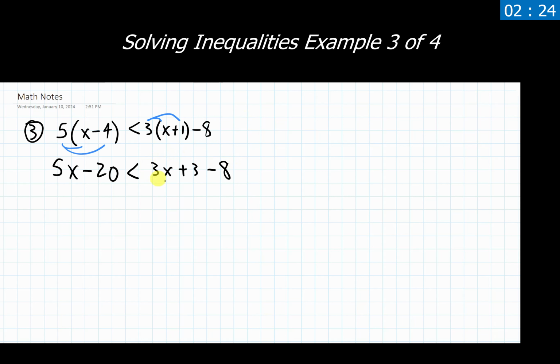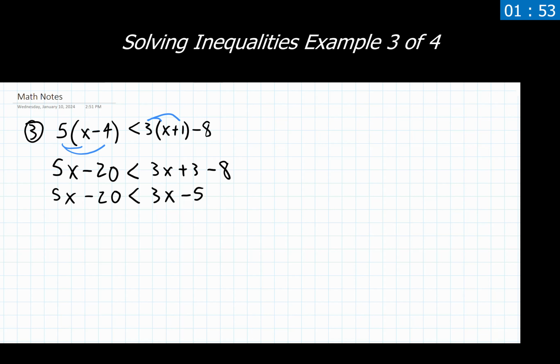I'm looking to see, can I simplify this any further? Meaning, can I condense anything down and combine any like terms? Yes, I can. I can put this positive 3 and the negative 8 together. That's going to give me 3x minus 5. I haven't changed anything else in this problem, so I'm just bringing everything else down exactly as it is.